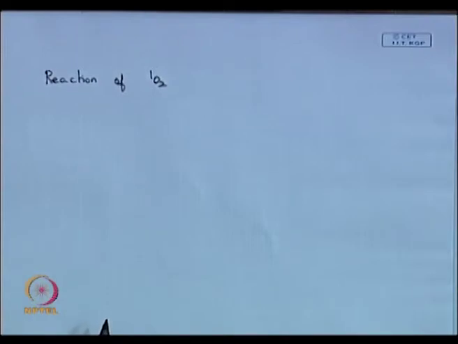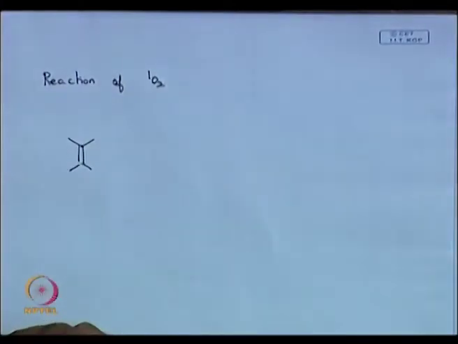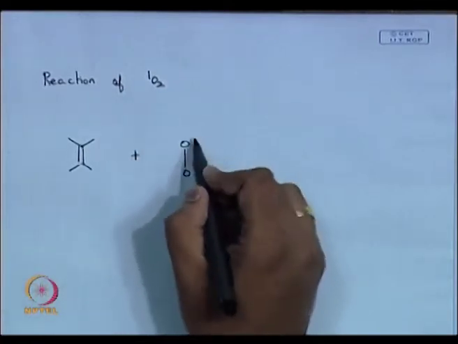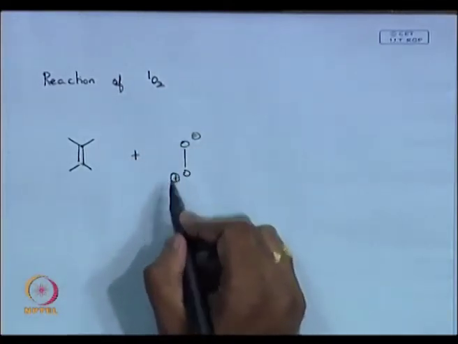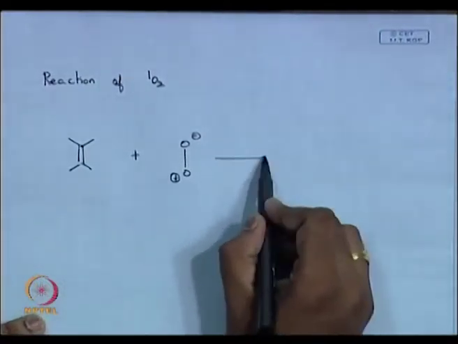It does Diels-Alder 4 plus 2 cycloaddition, then it does 2 plus 2. One more important reaction it does. If I have an alkene like this system, I can write my singlet oxygen like this. Yes, I have generated a singlet oxygen. What does it do?